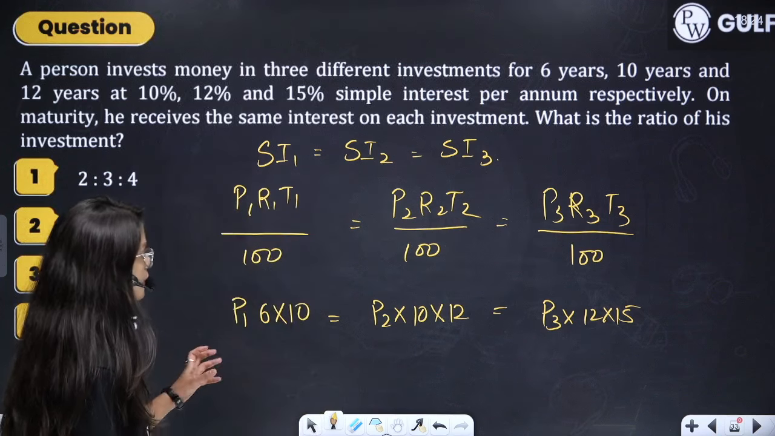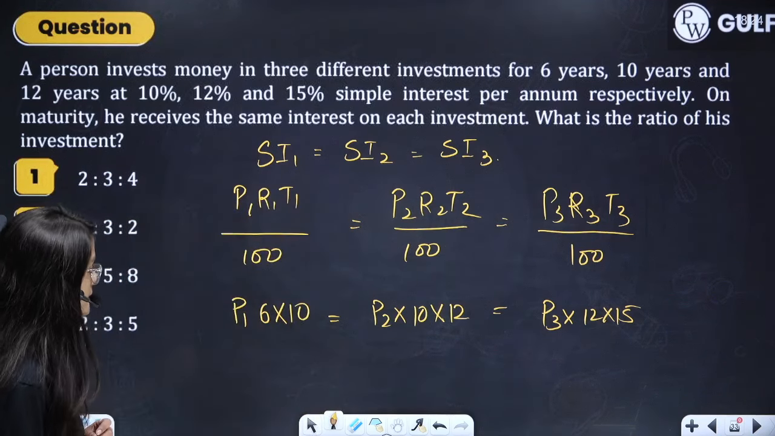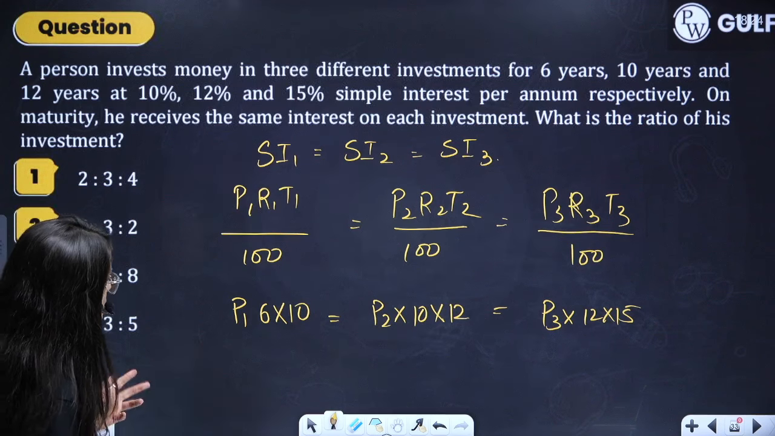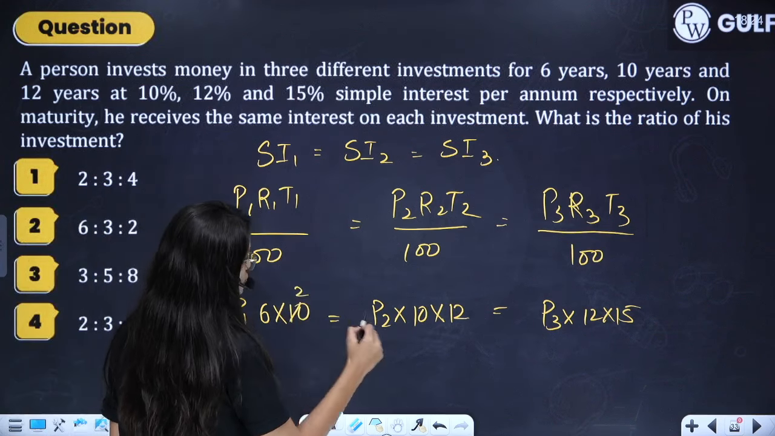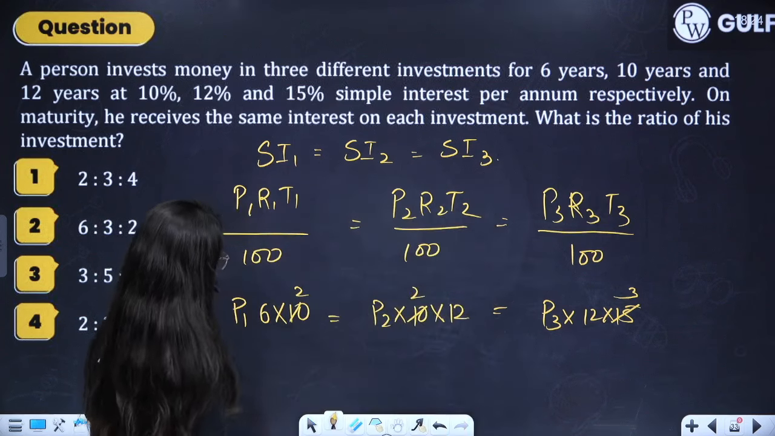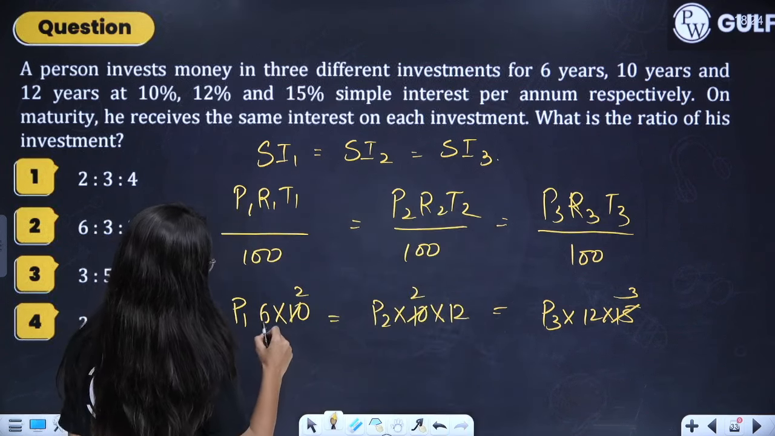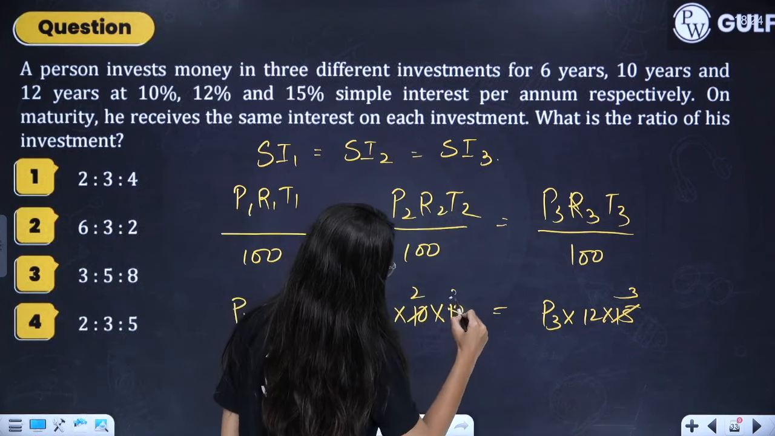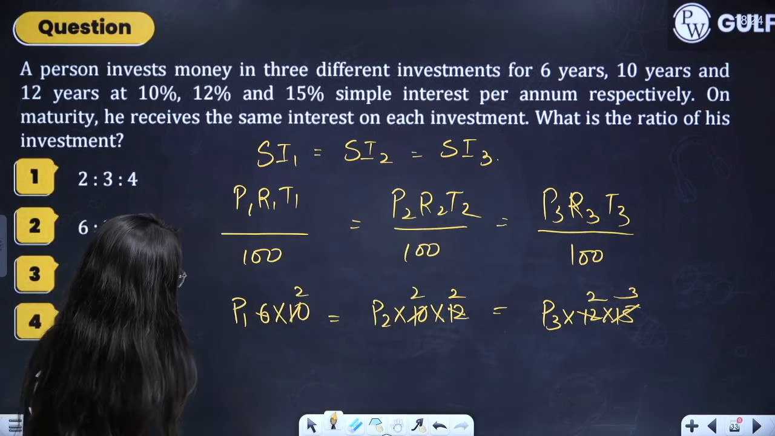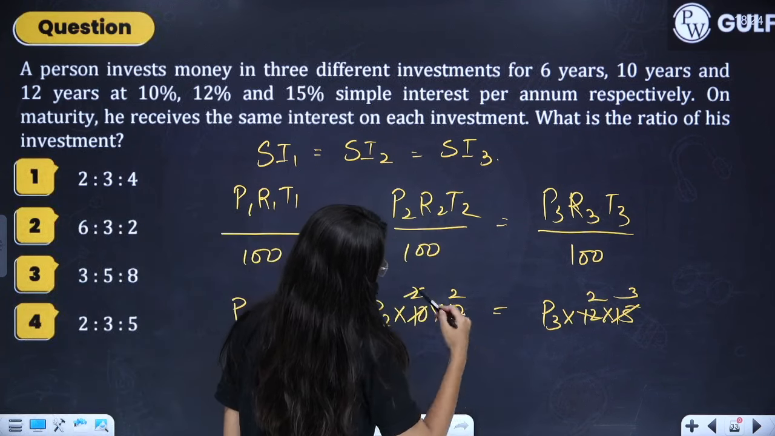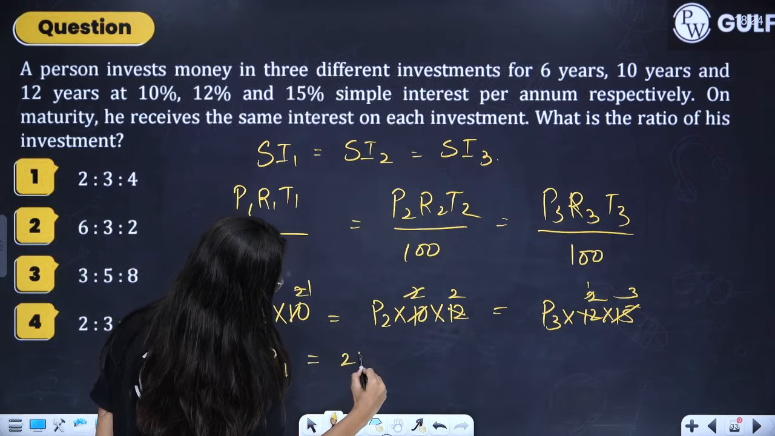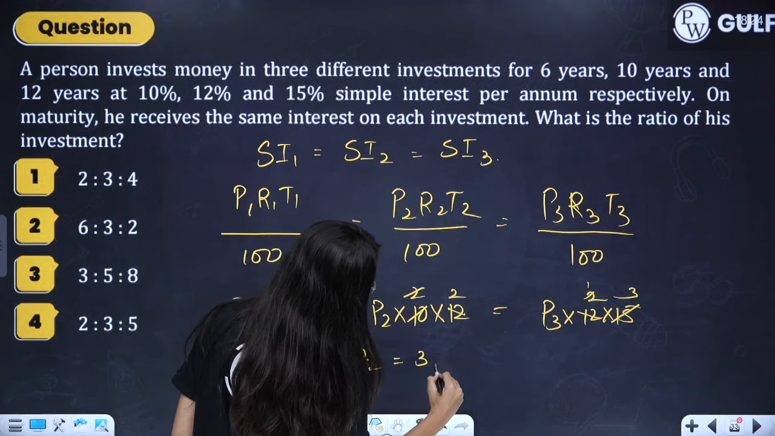Right. So first of all, I'll try to simplify these. As we can see, it could be simplified with the table of 3 as well as 5. I'll go with 5 first. Then 6, I can divide by 2's table as well, getting 1. So here I am getting P1 equals 2P2 equals 3P3.